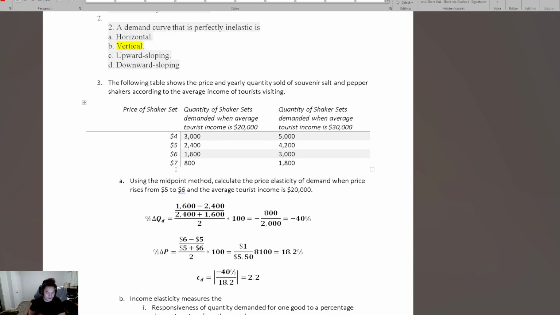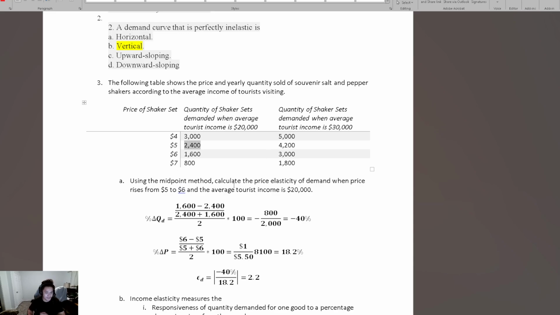So down here we have our different prices, and we have two different incomes. We have an income of $20,000 or an income of $30,000. At an income of $20,000, we want 3,000 shaker sets if they're $4. If they're priced higher at $5, we only want 2,400, and so forth. And then the same thing goes if our income's 30,000. So it gives us a lot of pieces of information to work with.